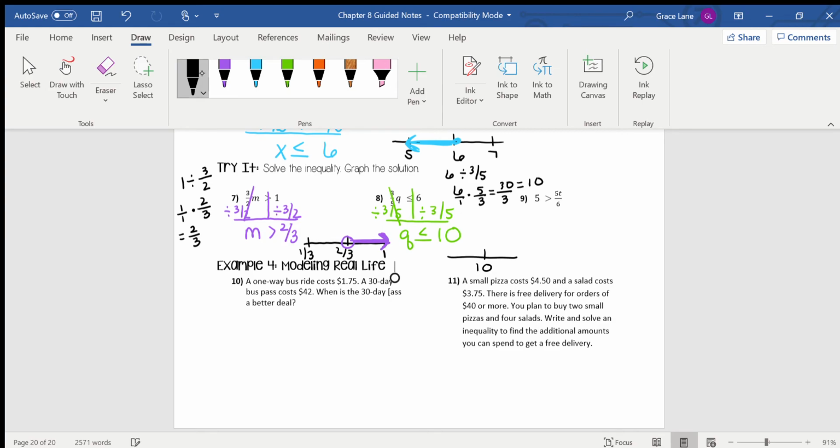The graph would look like this. The dot is colored in because it's included. Less than, be pointing to the left. And then the last one of these is 5 is greater than 5t over 6. So if you rewrite this, so it says 5 over 6 times t. It'll look like the other ones. So the opposite of this, oops, would be to divide.